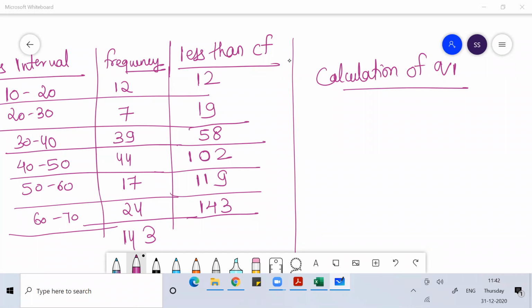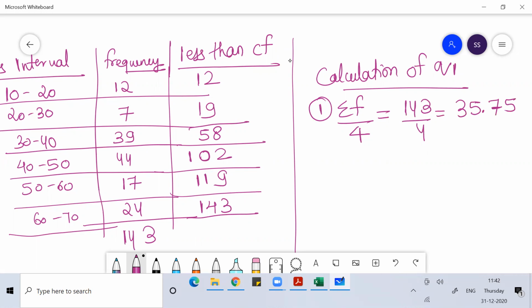So calculation of Q1. Whenever we talk about quartile 1, here I want to find the Q1. What is the first thing you have to determine? The first thing you have to determine is sum of f by 4. Sum of f is 143 divided by 4. So how much will you get? 35.75.